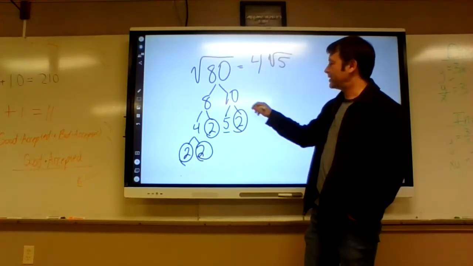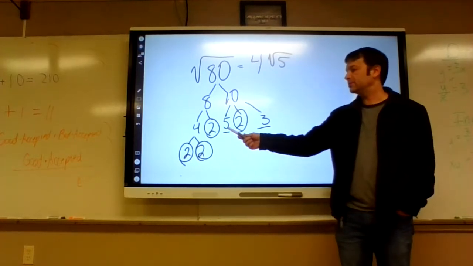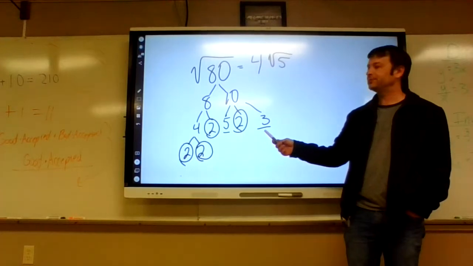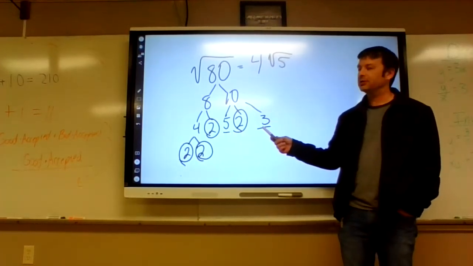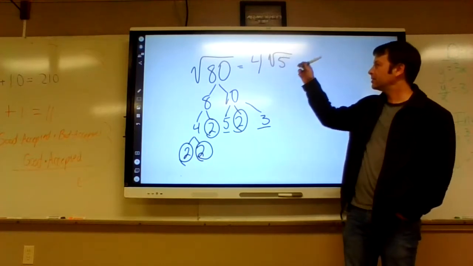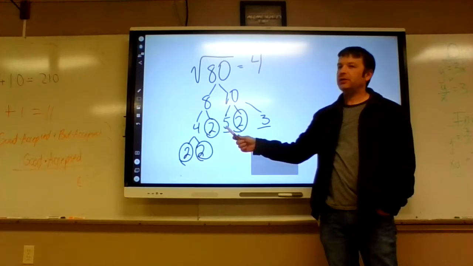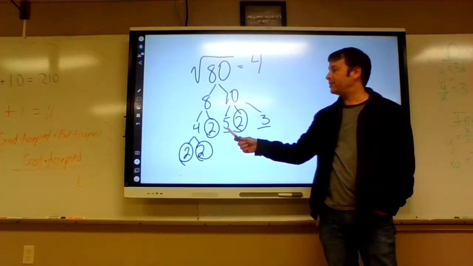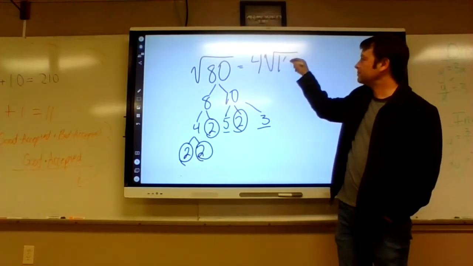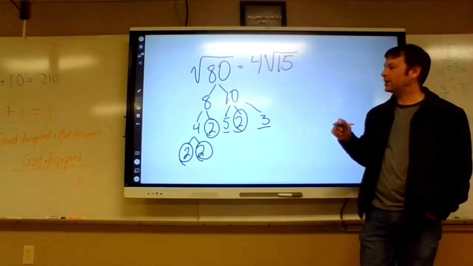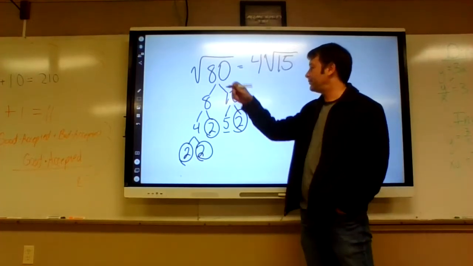Let's pretend there was another 3 out here. Guess what would go inside the radical, under the square root? If there was another 3, let's pretend, guess what I put under here? These are multiplied numbers, so what I put under the radical is 5 times 3, 15. Now, that wasn't it. That would be the answer if this is like 240 or something.